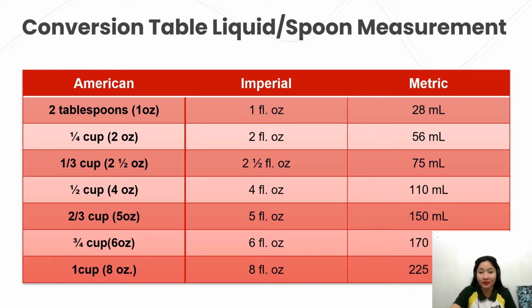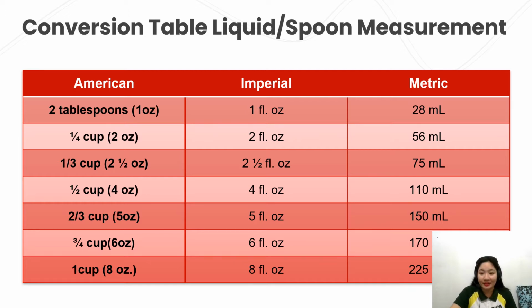Take note of the following. We have the 1/4 cup, of course, which is equivalent to 2 ounces, equivalent to 2 fluid ounces. And for the metric system, we have 56 milliliters. We also have 1/3 cup or 2.5 ounces, which is equivalent, of course, to 2.5 fluid ounces.